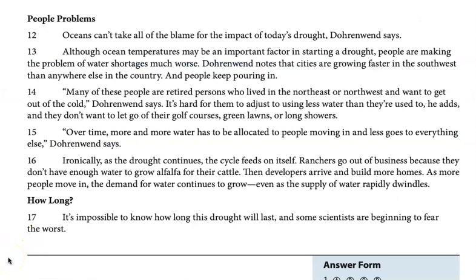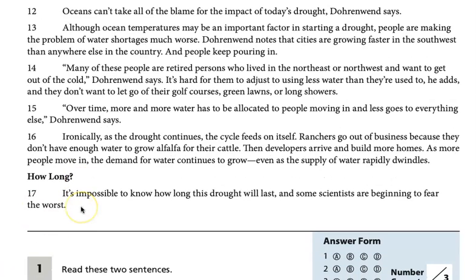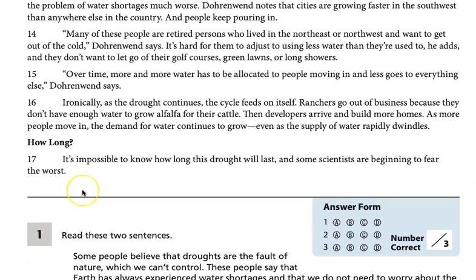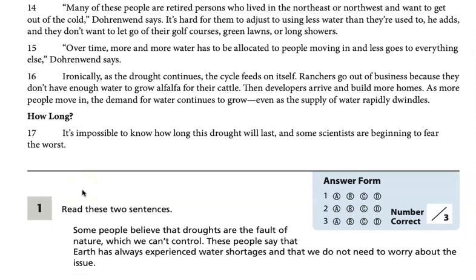People problems. Oceans can't take all of the blame for the impact of today's drought, Dorenwind says. Although ocean temperatures may be an important factor in starting a drought, people are making the problem of water shortages much worse. Dorenwind notes that cities are growing faster in the Southwest than anywhere else in the country, and people keep pouring in. Many of these people are retired persons who lived in the Northeast or Northwest and want to get out of the cold, Dorenwind says. It's hard for them to adjust to using less water than they're used to, he adds, and they don't want to let go of their golf courses, green lawns, or long showers.